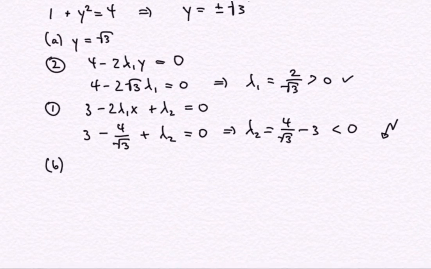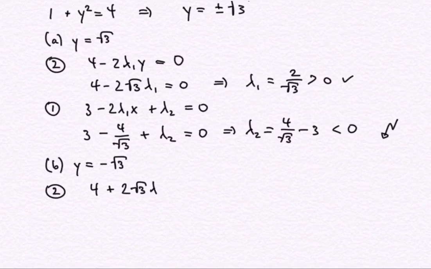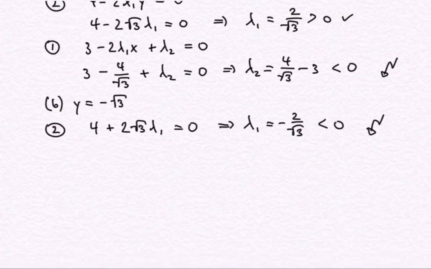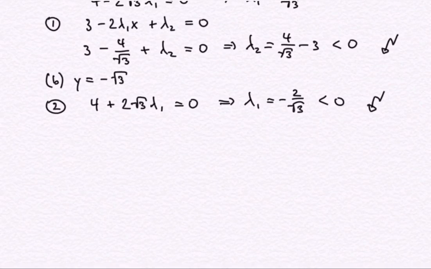Then I move on to the second subcase where y is equal to the negative square root of 3. And I can see now that if I proceed the same way from the second condition, 4 minus 2 lambda 1 y, now y is minus square root of 3, so this is plus 2 times square root of 3 lambda 1 equal to 0, I get right away that lambda 1 now is a negative number, so this is also not getting me anywhere. So no candidate points here.